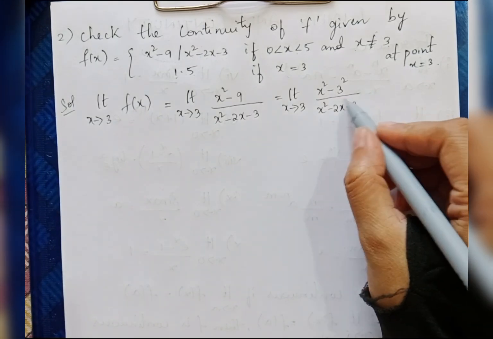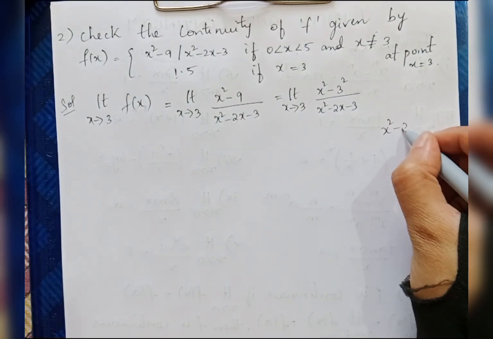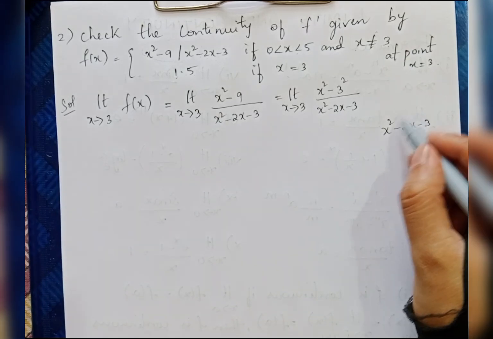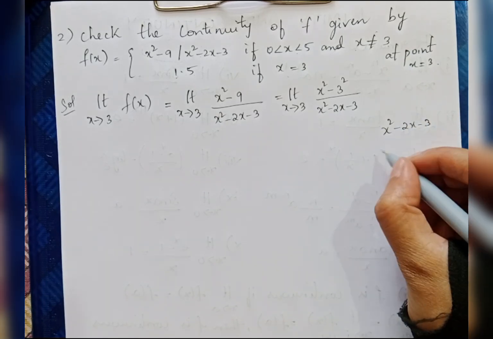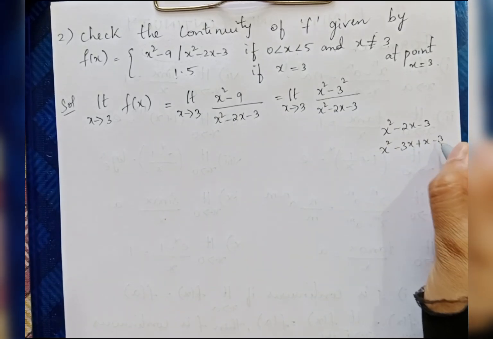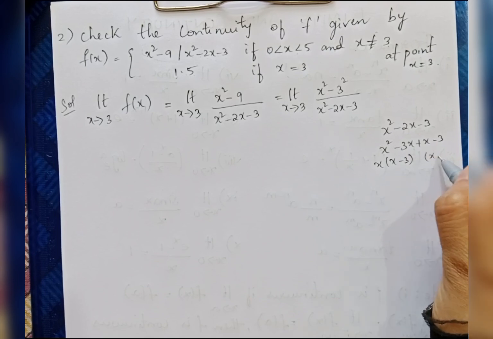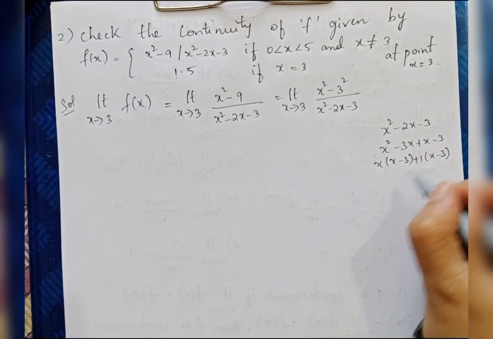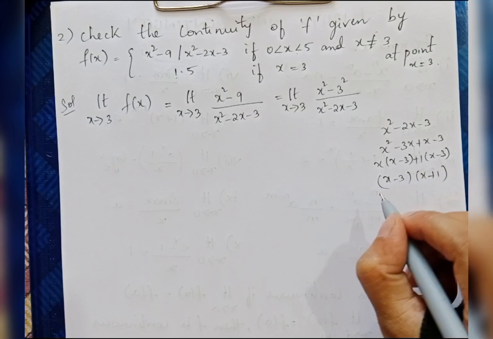Now we have to take the factors of this denominator. So our equation is x square minus 2x minus 3. So the factors will be... three ones are 3, and 3 minus 1 is 2. So we can write it as x square minus 3x plus x minus 3. Taking x common, it will be x minus 3. Writing the same factor here, we'll be left with plus 1. So the factors are x minus 3 and x plus 1.